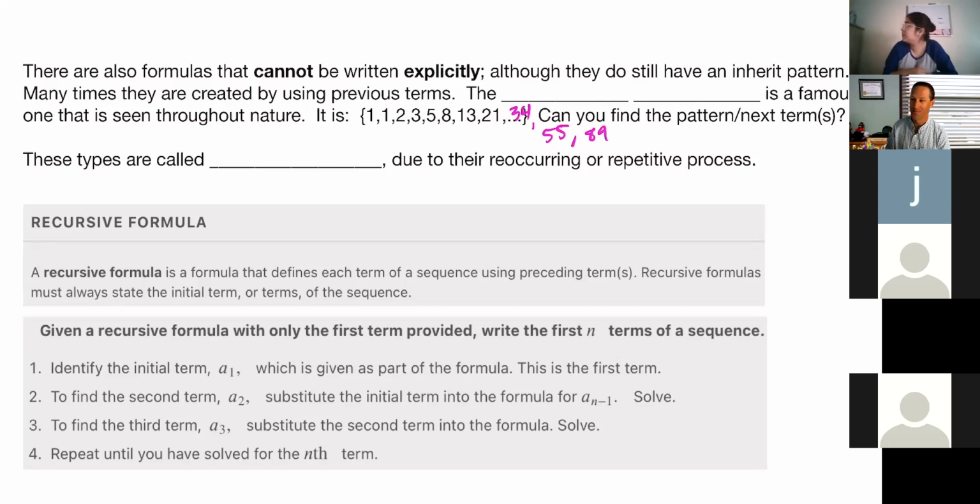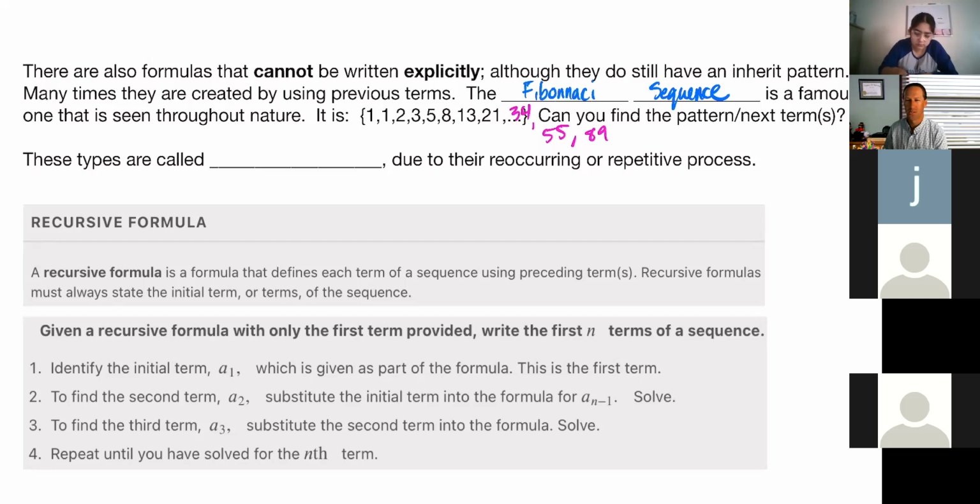Do you guys see what I mean? If I took the first two and added those, I get the next. If I took those two and added those, I get the next. Does anybody recognize this and know what it's called? The Fibonacci sequence. Very good. Fibonacci sequence.